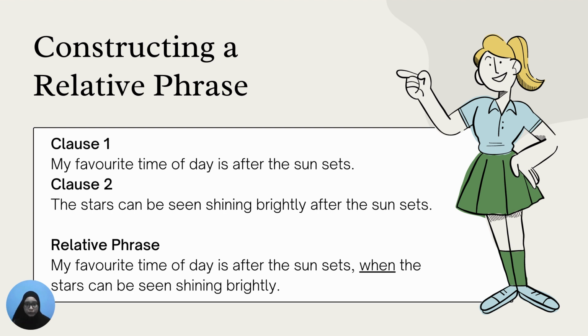In the relative phrase example I have written here, I wrote, my favorite time of day is after the sun sets, when the stars can be seen shining brightly. In this relative phrase example, you can clearly see that clause 1 became the main clause. But if you were to do it vice versa and choose clause 2 as your main clause, the sentence would still be a perfectly structural sentence. But the flow of the sentence might sound a bit off. So always try to experiment with your sentences and try to create a relative phrase which sounds more natural to the person listening to it.